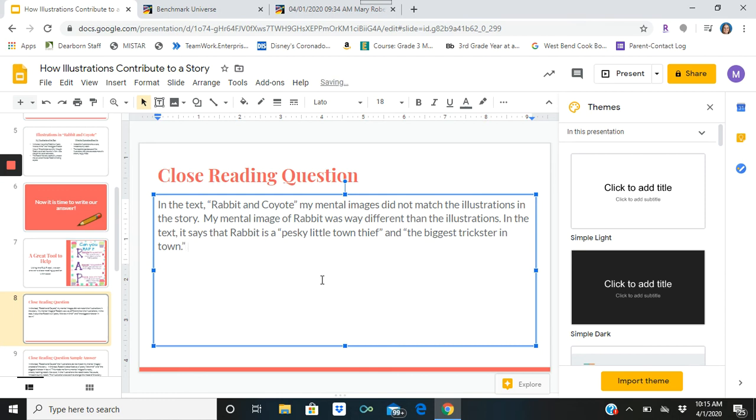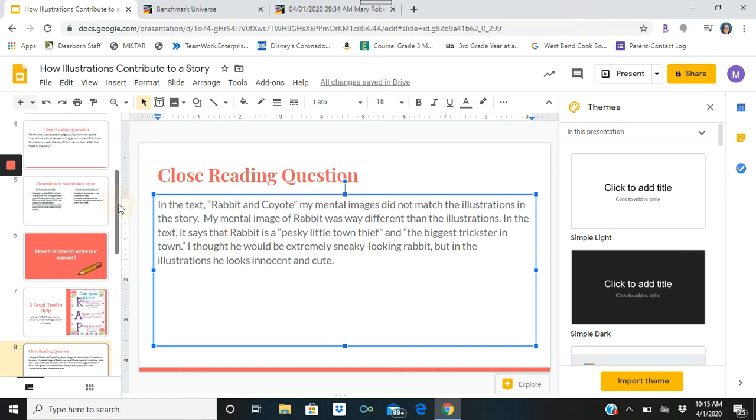It says, in the text, it says that Rabbit is a pesky little town thief and the biggest trickster in town. I thought he would be an extremely sneaky looking rabbit, but in the illustrations, he looks innocent and cute. So does that tell you a difference between my mental image and the illustrations?